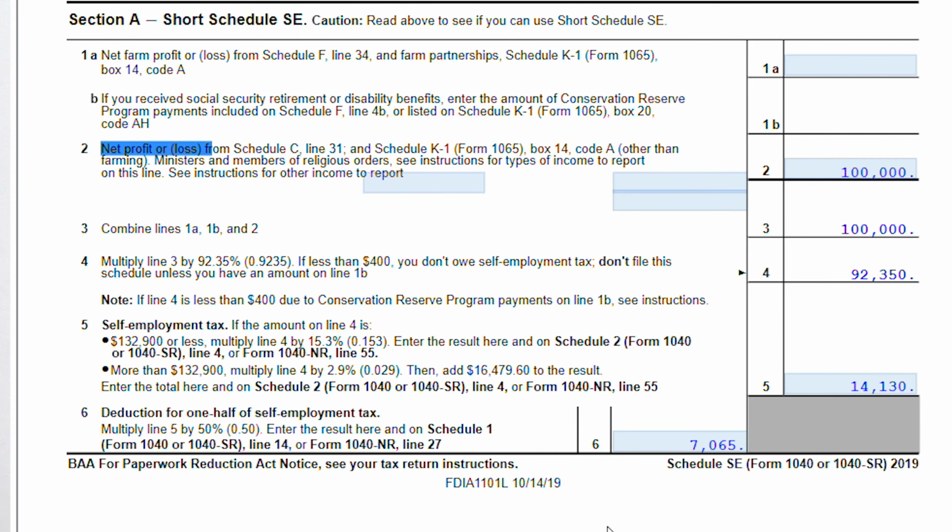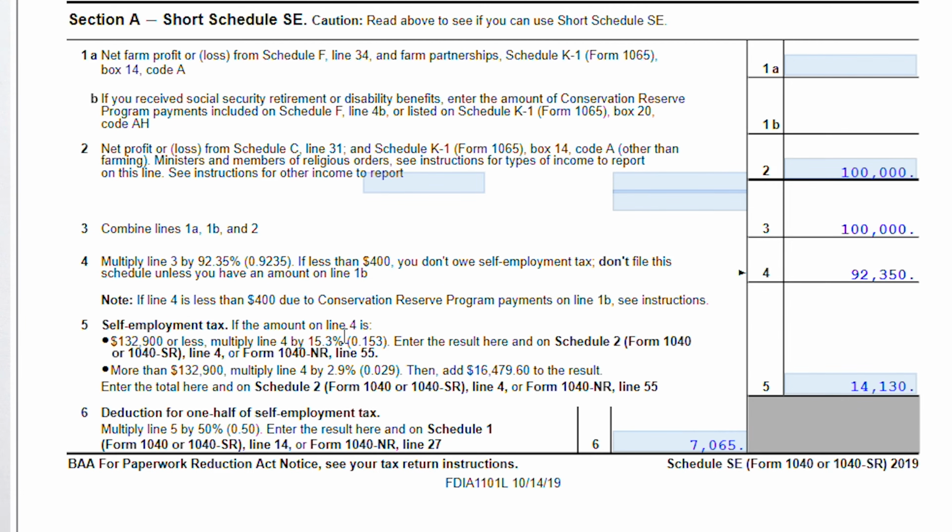And as you can see on the Schedule SE for self-employment tax, if your income is $132,900 or less, then you could just multiply it by that rate of 15.3%. And that's exactly what we did. If we multiply the $92,350 by 15.3%, that's where we get the $14,130. Now, 1/2 of that, or the deductible portion, is $7,065.